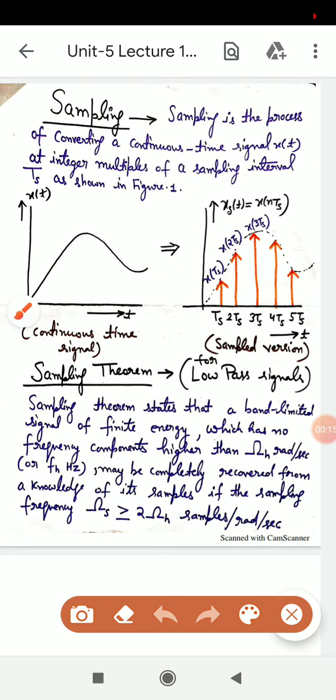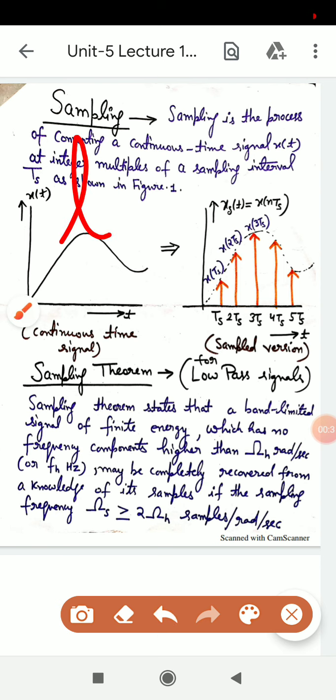In this lecture we will see what the sampling process is and what the sampling theorem is. So first of all, what is sampling? Sampling is nothing but the process to convert a continuous time signal into a discrete time signal at integer multiples of the sampling interval.